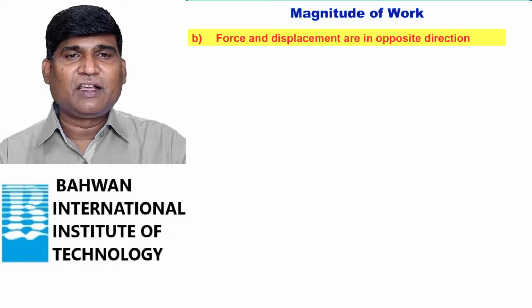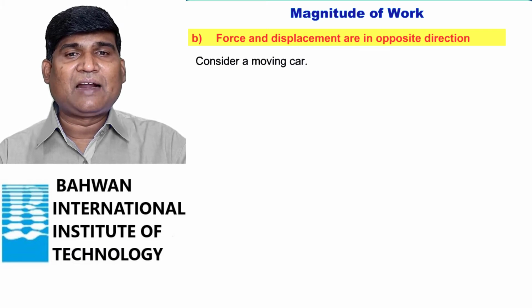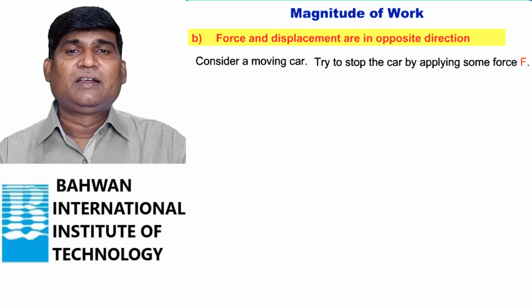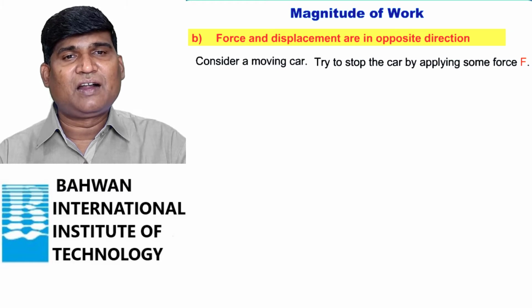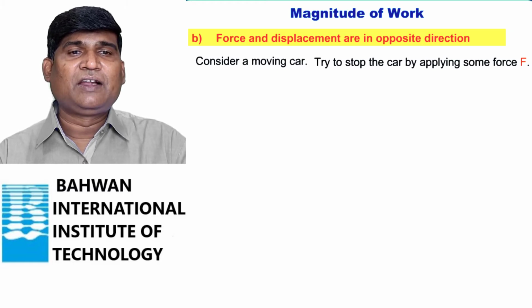That means definitely work is done. How can we calculate that work? Here we'll take this example. Let us assume there is one car, and that car is a moving car. When it is moving, we try to stop the car by applying some force.